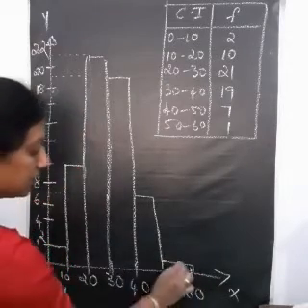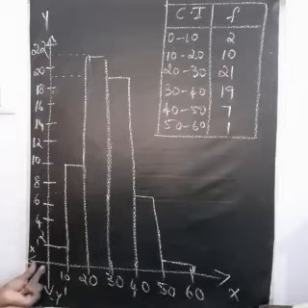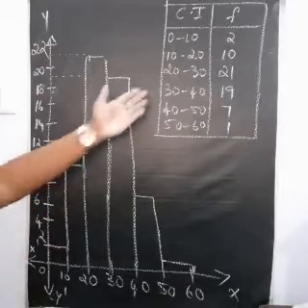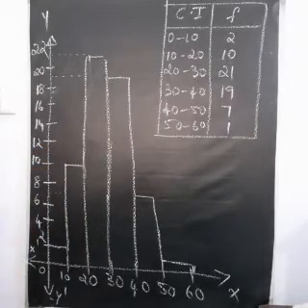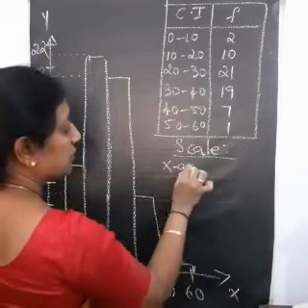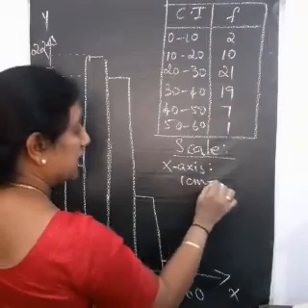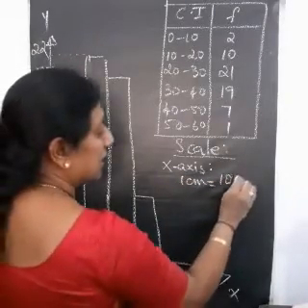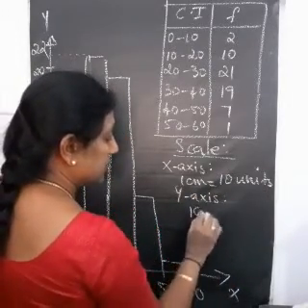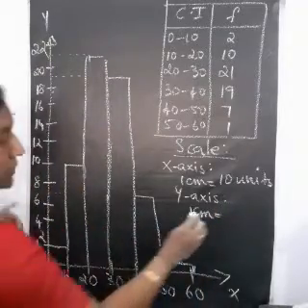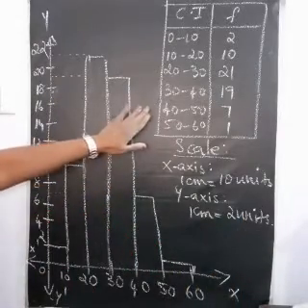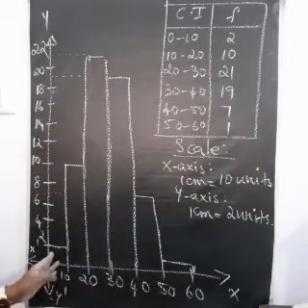So just here. So the histogram will be bars which are joined to one another because it is a continuous interval. Then after this, please write the scale. The scale on the x-axis is 1 centimeter equal to 10 units. And on the y-axis, 1 centimeter equal to 2 units, because we're going 2, 4, 6, 8. So we have represented this data graphically by using a histogram.